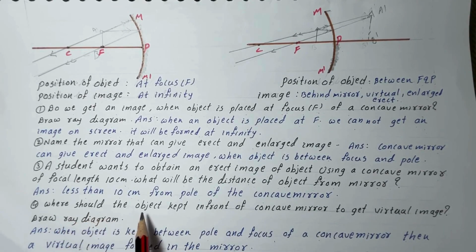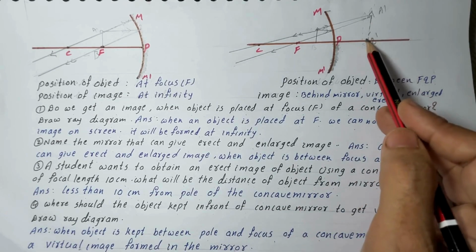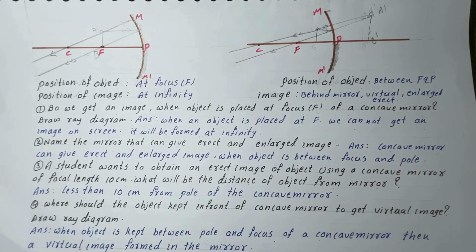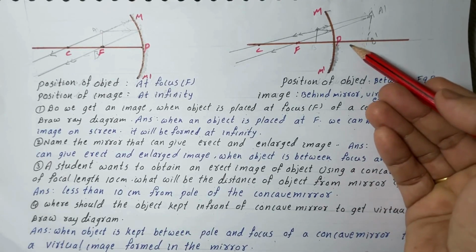Fourth question, where should the object be kept in front of a concave mirror to get a virtual image? Draw the ray diagram. The answer is when the object is kept between the pole and focus of a concave mirror, then a virtual image is formed inside the mirror. And this is the ray diagram.